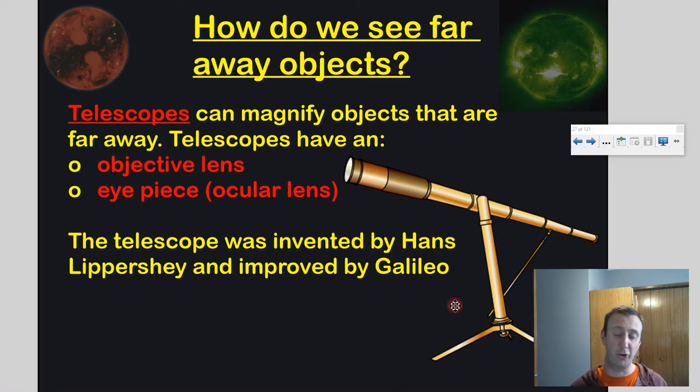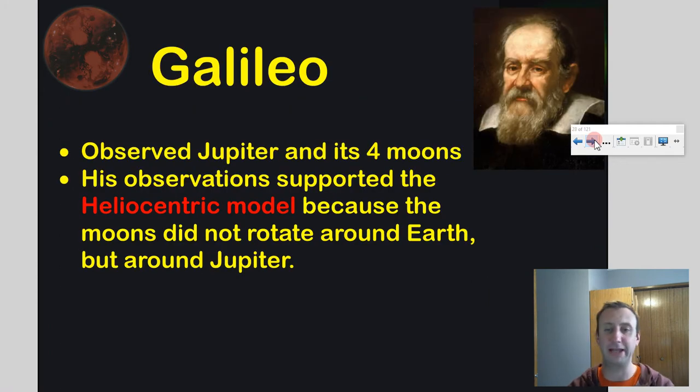Not important for you to know about Hans. Galileo is fairly important because he took a look at Jupiter and its 4 moons. From here, you could see that those moons were rotating around Jupiter, which showed that maybe that geocentric point of view is wrong because you actually saw the moons rotating around Jupiter instead of around Earth. So this supported, of course, the heliocentric model, showing that things can rotate around stuff besides the Earth.